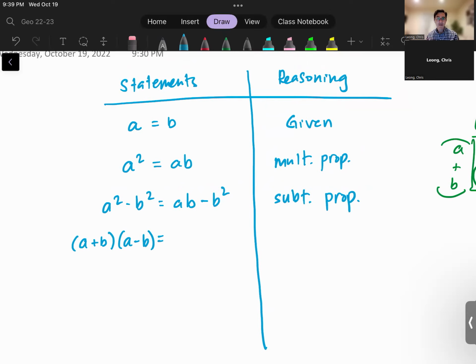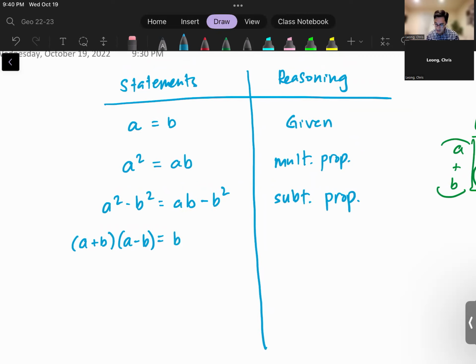So I factored the difference of squares into these two binomials, A plus B times A minus B. Now on the right-hand side, I can factor out a GCF, a greatest common factor. Both the first term and the last term have a common factor of B, so I'm going to factor that B out of the terms.